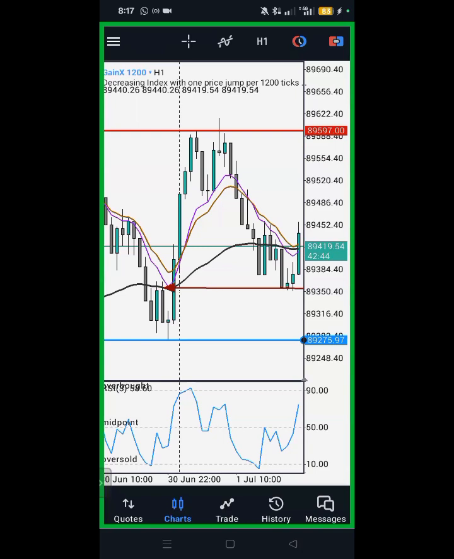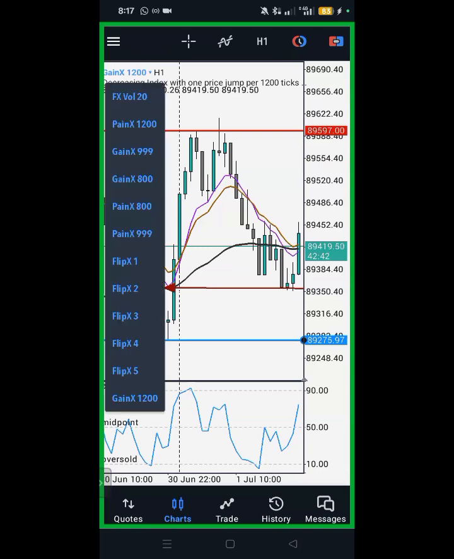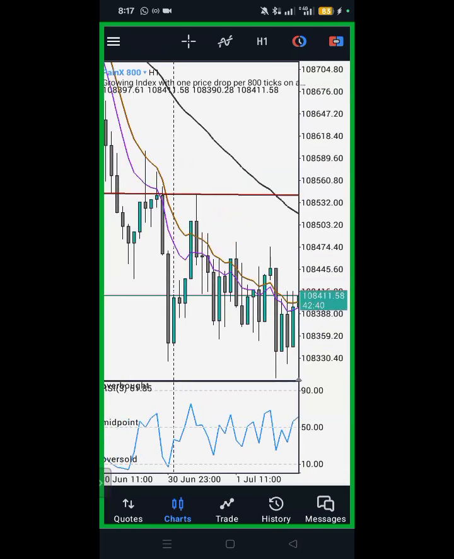Now look at the trade we did yesterday. I told us the Pen X 800. How many of us remember the Pen X 800 that we did analysis on yesterday?